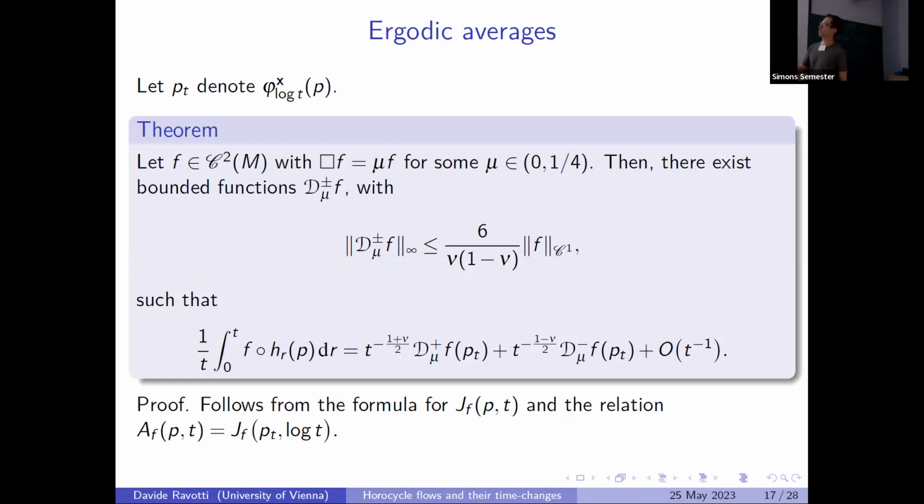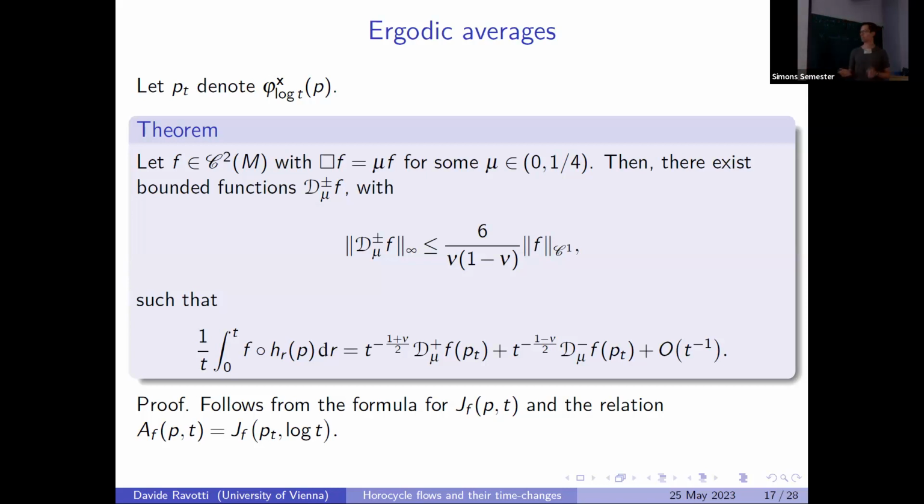Then there exist two bounded functions, d plus and minus mu of f, that are uniformly bounded by some constant depending on mu times the C1 norm of f, such that my ergodic averages... Recall that once I want to go from j to the ergodic averages, the ergodic averages were at an exponential time and giving me j at times t. So if I want to find the ergodic averages at time t, I have to calculate j at log t.